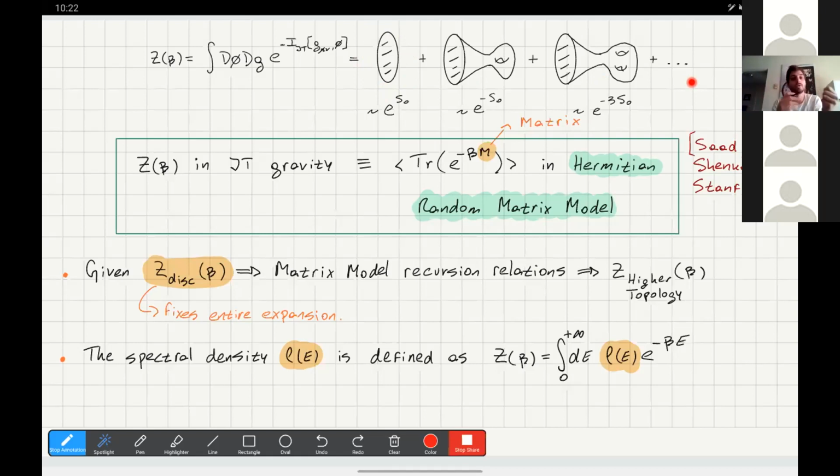And in this paper, yes. Can I ask a question? You're doing this matching order by order. Is there any possibility of a non-perturbative thing that's different? Yes, that is an excellent question.